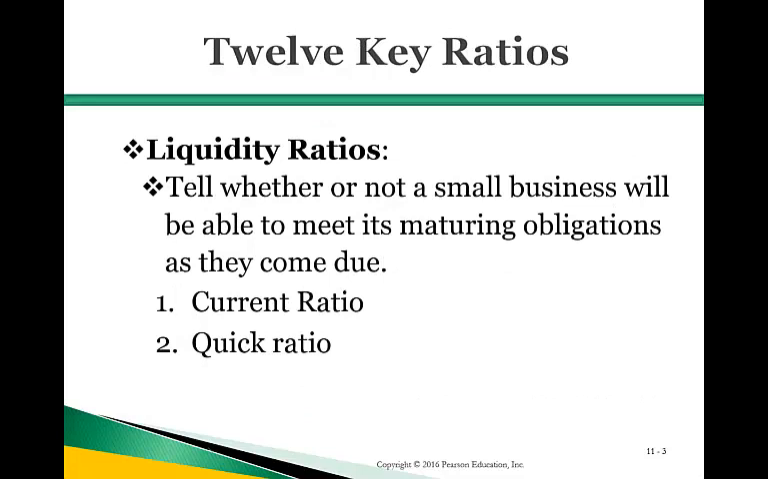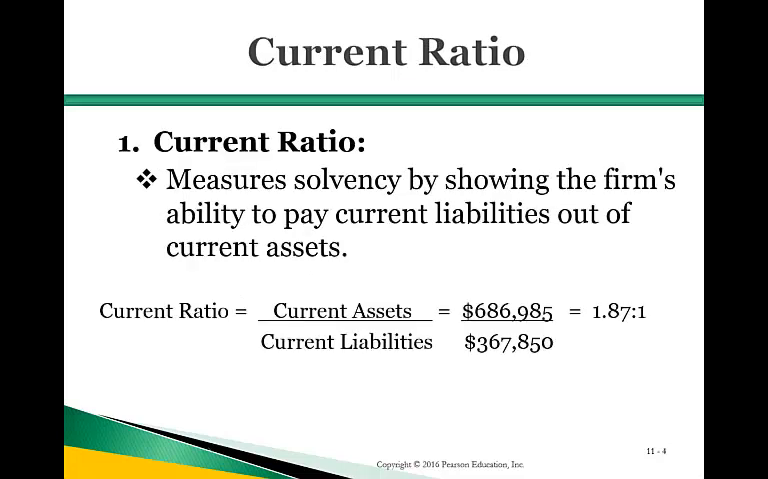And we're going to look at 12 key ratios. The first types of ratios we're going to look at are liquidity ratios. This tells us whether a small business can pay its bills or not. Current ratio is the one most commonly referred to, and after that, quick ratio is very commonly referred to as well. So the current ratio: can we pay our bills? Can we pay our liabilities out of our current assets?